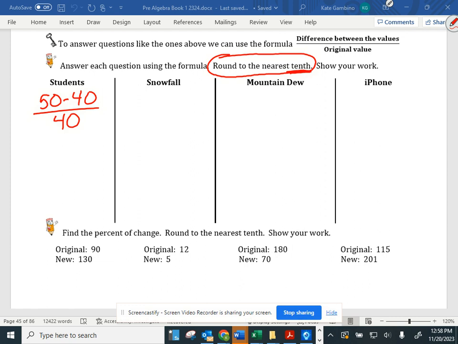Last year was this, and then it's changed to this year. So our original number is going to be that first number. When we find our difference, we're always going to subtract big number minus the little number. Doesn't matter which order they were.